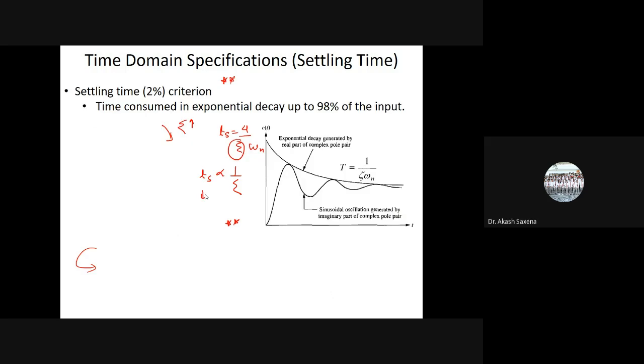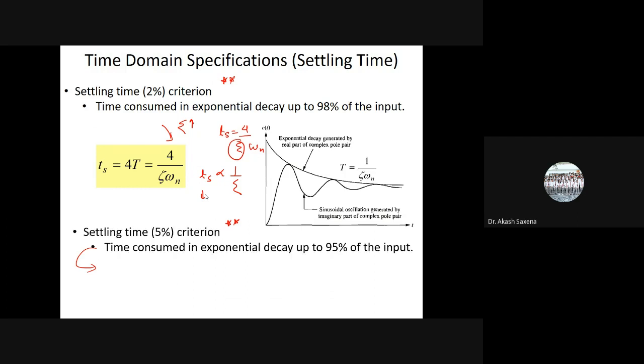So now the criterion of 2%. The time consumed in exponential decay up to 98% of the input will be equal to 4T, and it is given as 4 by zeta omega n. For the settling time with 5% criterion, the time consumed in exponential decay up to 95% of the input will be equal to 3 by zeta omega n.